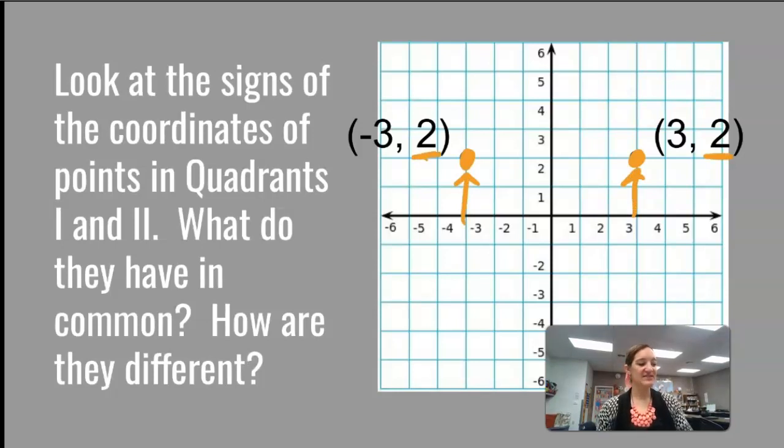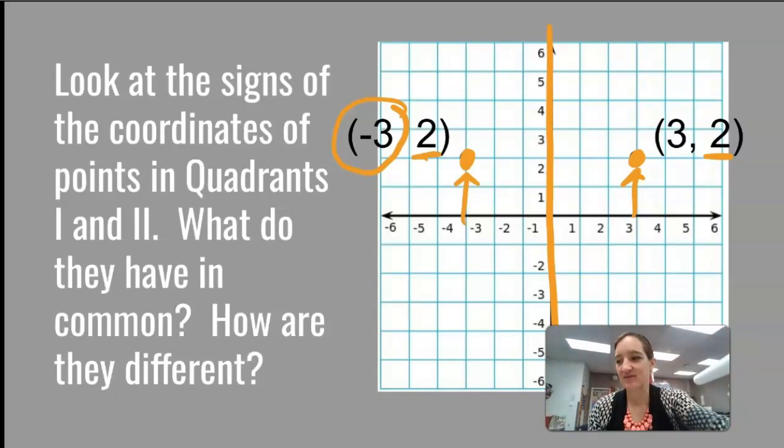The really only difference is one went left 3 and one went right 3 from the origin. So they're actually called reflections, because if we folded this right here on the y-axis and we folded it in, they would end up touching each other. Let me see if I can model this with this.